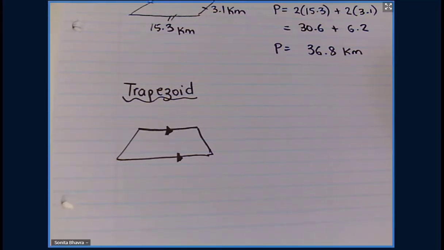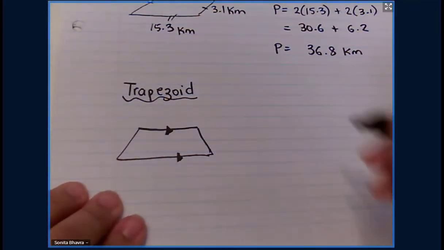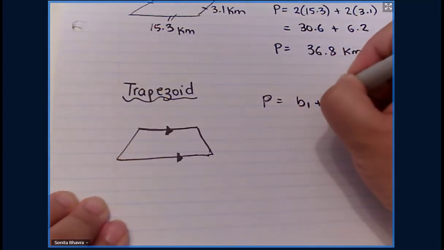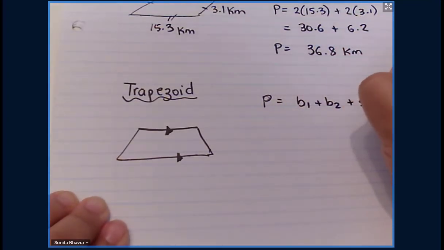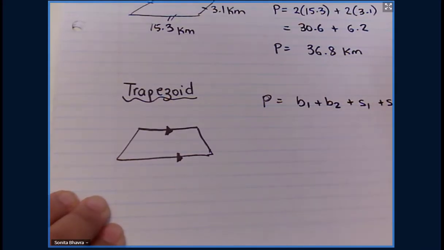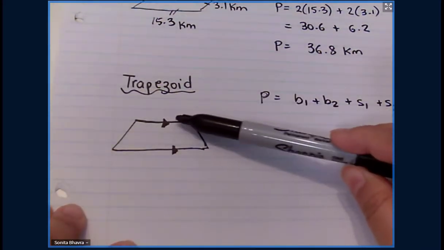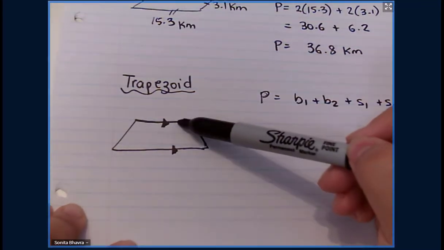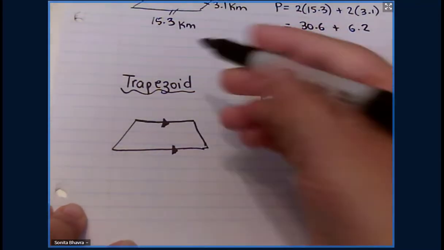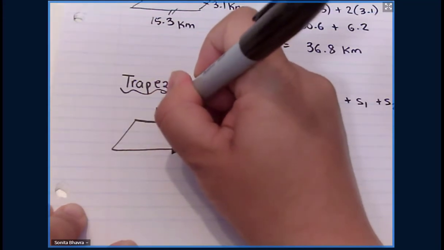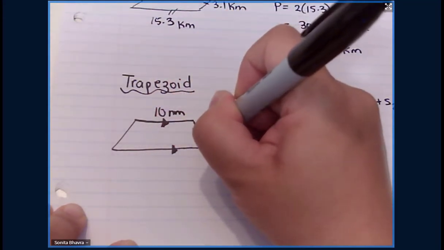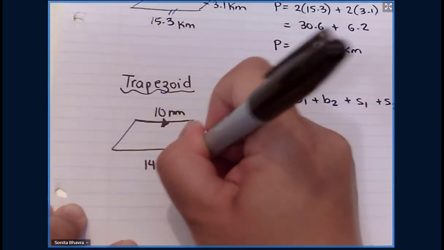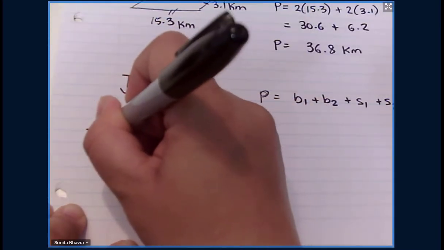All right, so in this case, the formula is base 1 plus base 2 plus side 1 plus side 2. And the bases are the two sides that are parallel to each other. So this would be a base, and this would be a base. So let's say our measurements given are 10 millimeters, 5 millimeters, 14.7 millimeters, and 7 millimeters.